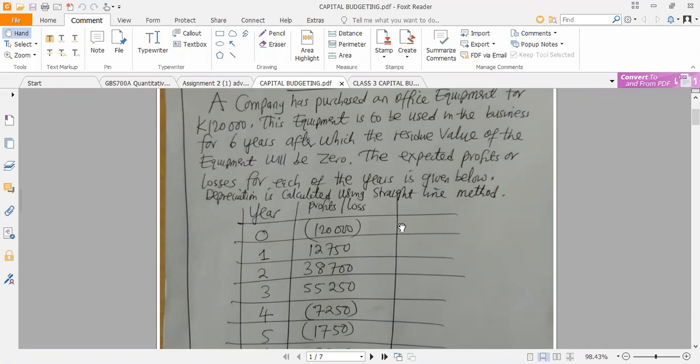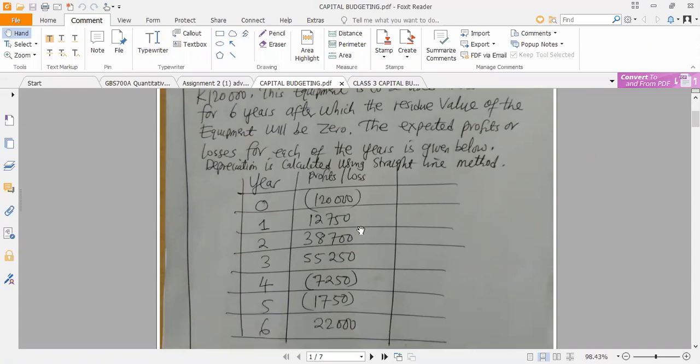And we talk about this figure being negative because it's an outlay, it's an expenditure. This money the company is likely to lose. It's in brackets, it's negative because it has been invested in the business, it's no longer with us. So any negative figure means a cash outflow, but these are profits or losses. Are we together so far?